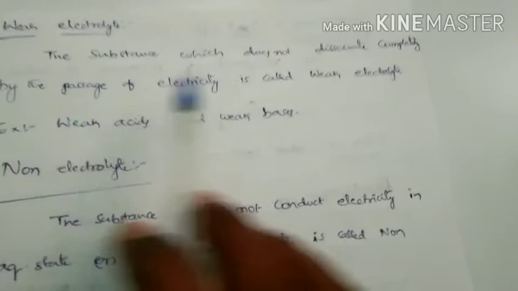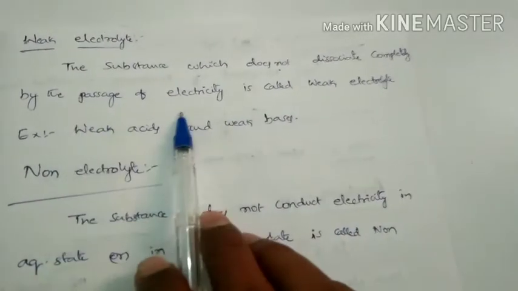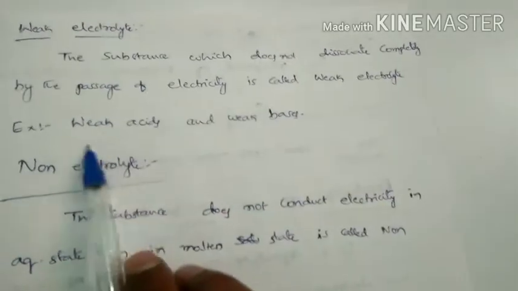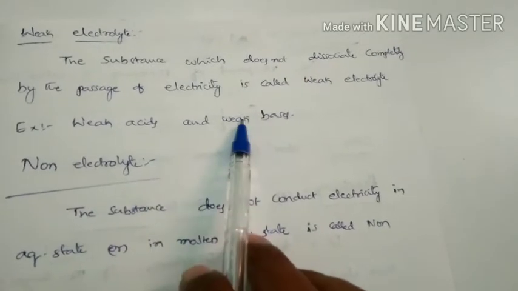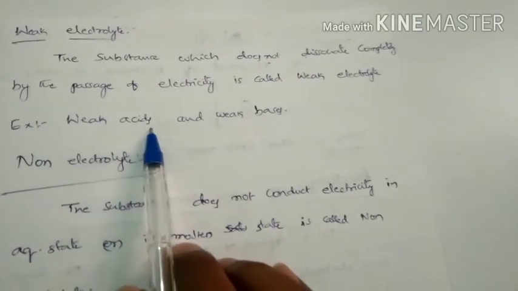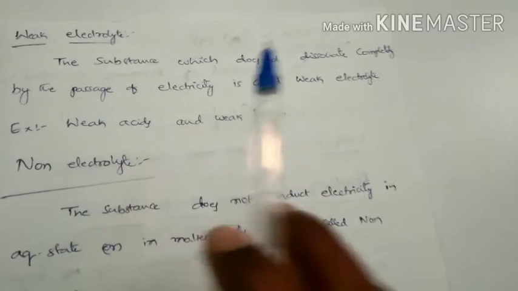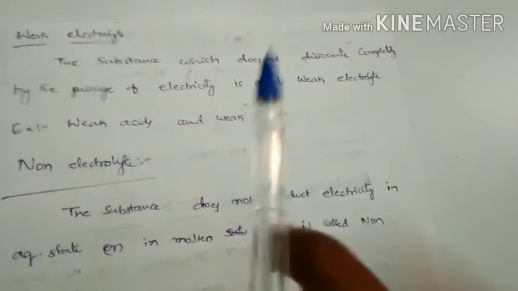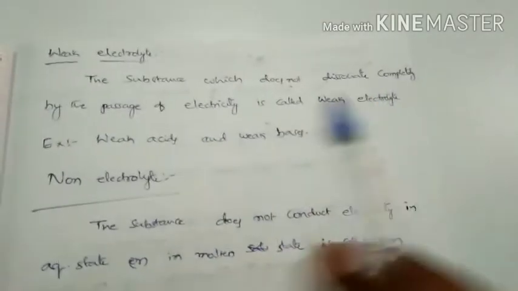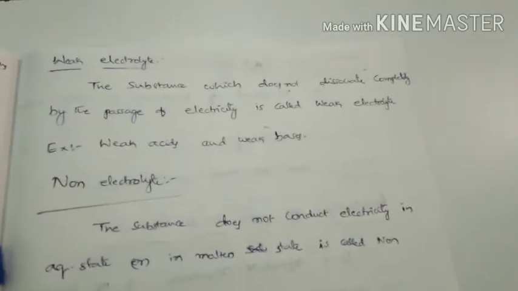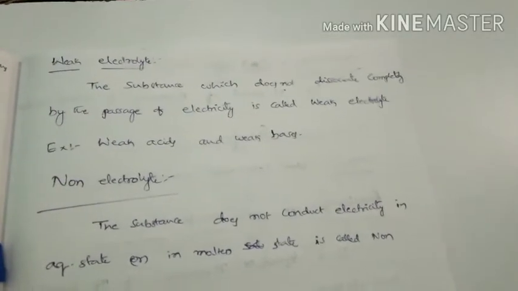Next one, weak electrolyte. I told you just now, what is a weak electrolyte? A substance which does not dissociate completely by the passage of electricity is called a weak electrolyte. Example, all weak acids, weak bases. I told you already what strong acids, strong bases, weak acids, weak bases are in class 11 ionic equilibrium. If you see that, you can find it.